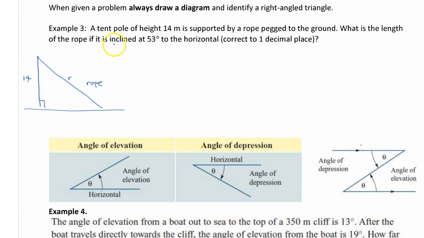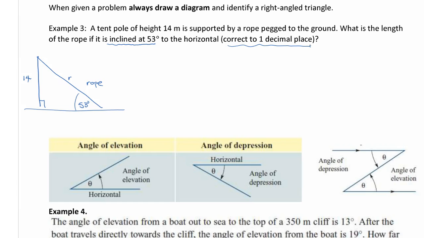What is the length of the rope if it is inclined at 53 degrees? Even if you didn't know what the word inclined means, the fact that it says 53 degrees tells you it's the angle. So it's inclined to the horizontal. So the rope, this is horizontal, and the angle between the two, 53, sits in here. So you can see we've identified a right angle triangle. And we've got to find the length of the rope correct to 1 decimal place. We've got all the information on there. We could start our steps.